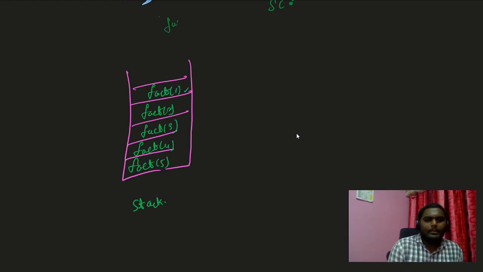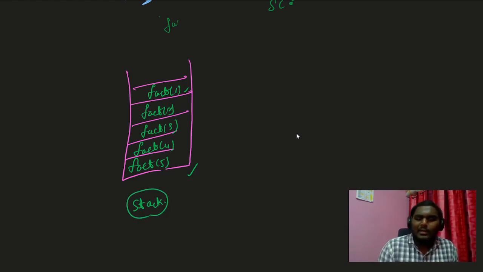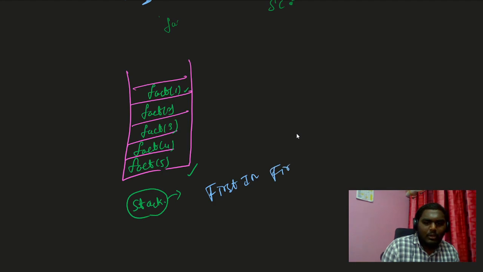then 1, right? Since this is a stack, the nature of a stack is last in, first out. Whatever comes first will go out last. What came first into the stack? It's 5. Since 5 entered the stack first, it will go out last. Since it came last, it will go out first.